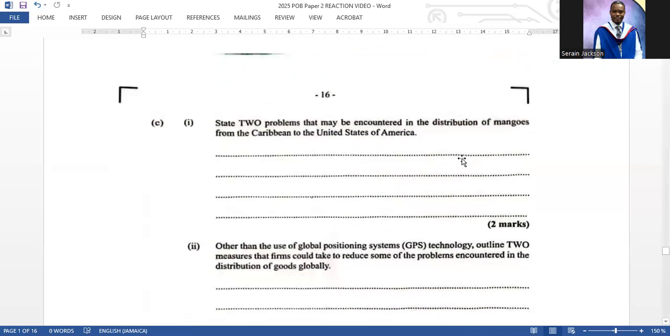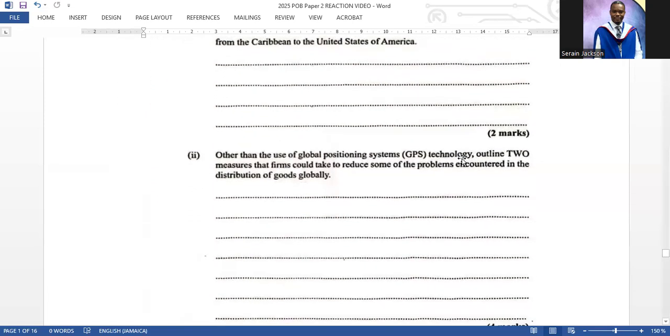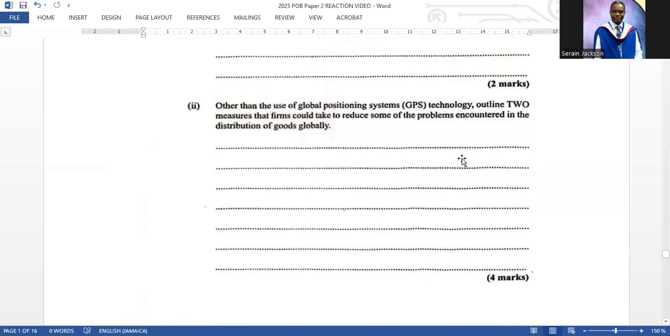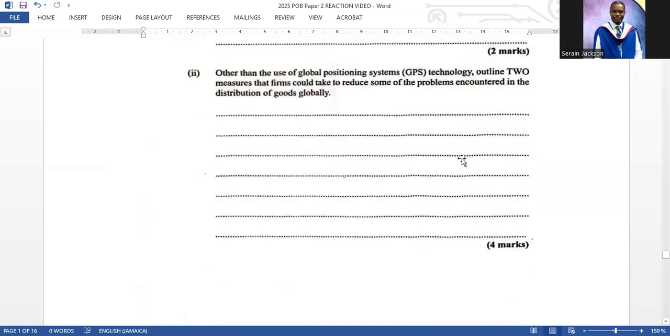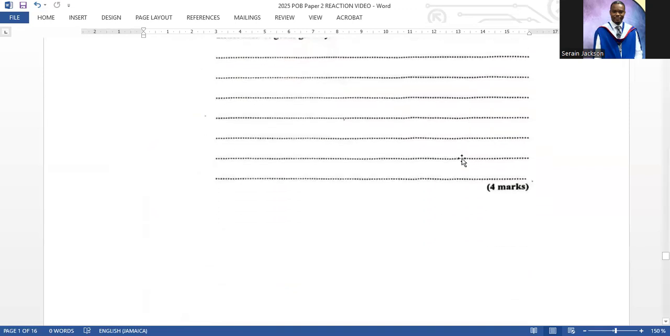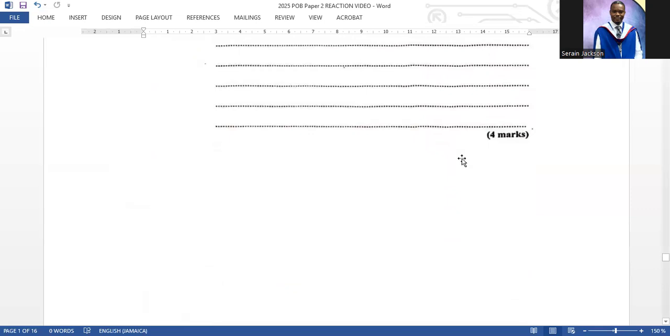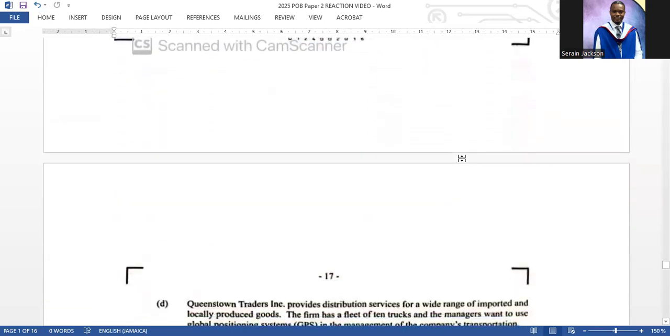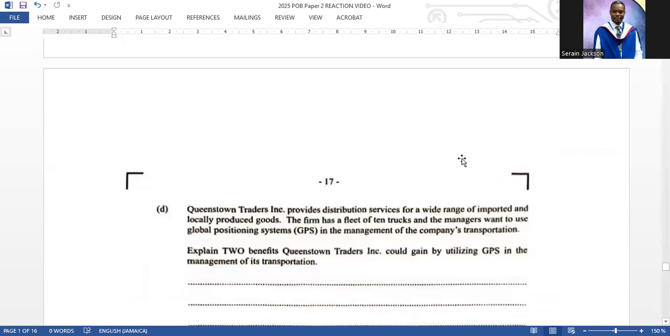Part C, state 2 problems that may be encountered in distribution of mangoes from the Caribbean to the United States of America. Again, this is logistics. Other than use of global positioning system technology, outline 2 measures that firms could take to reduce some of the problems. This is again commonly logistics, right? I think Section 9. Yeah. Section 9 or no, not Section 9, maybe Section 8, I think. Don't remember the sections, right? But logistics, that's the heading, all that would come under.